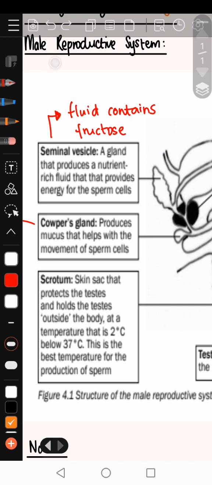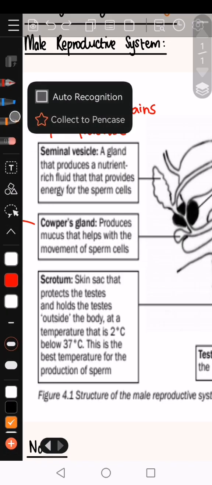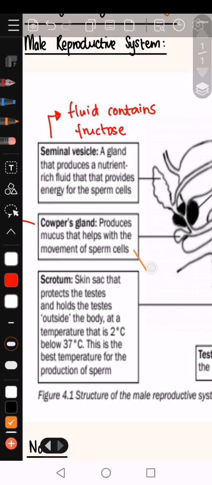And then we have another one here, the Cowper's glands. Now the Cowper's glands are very important glands, because, besides what they say here, yes, it produces mucus that helps with the movement of sperm. That is very important because it increases motility, movement, right? It increases motility, and that is important.